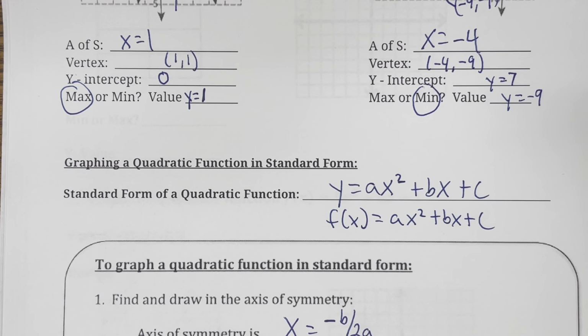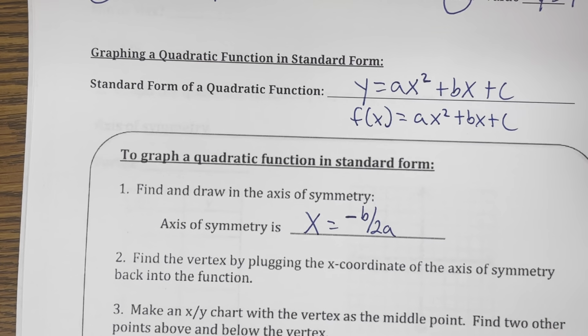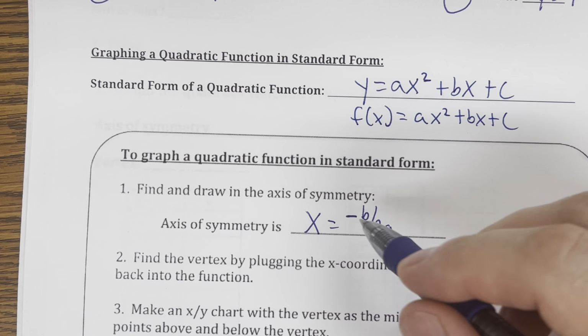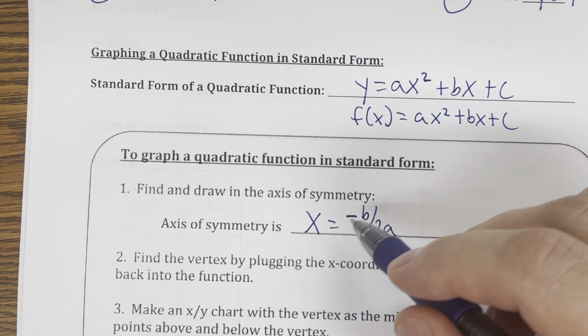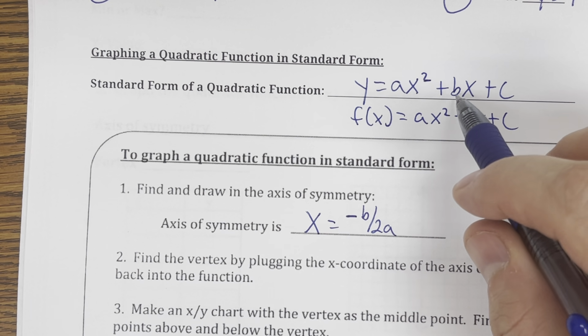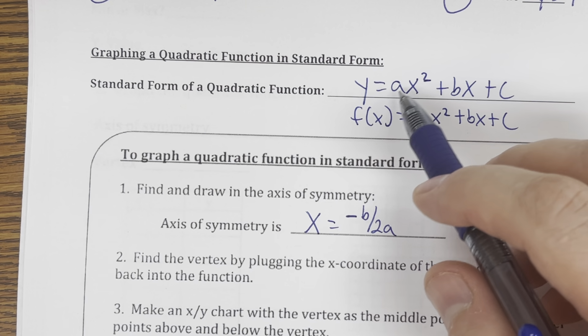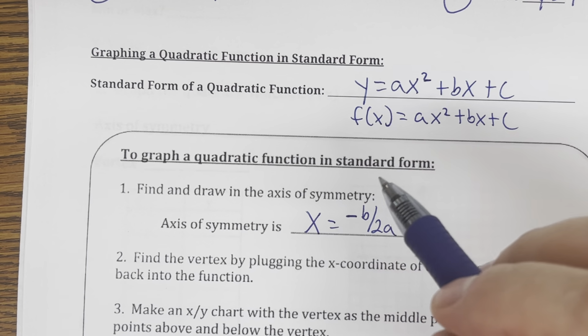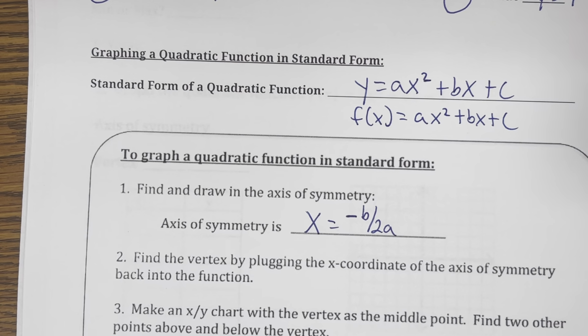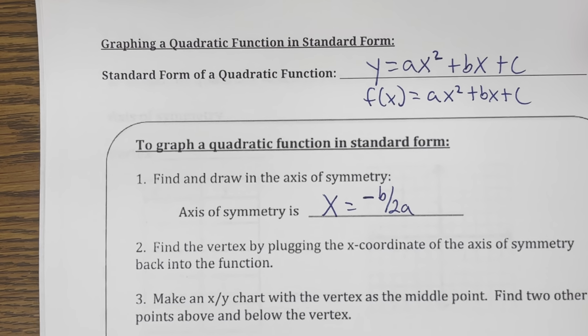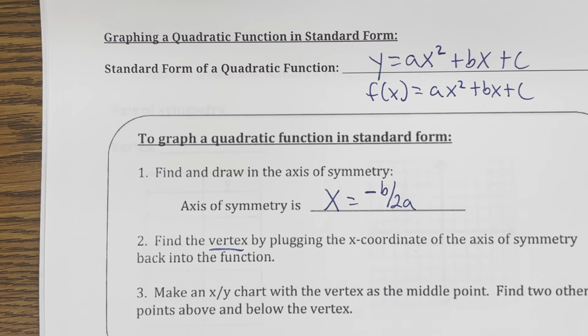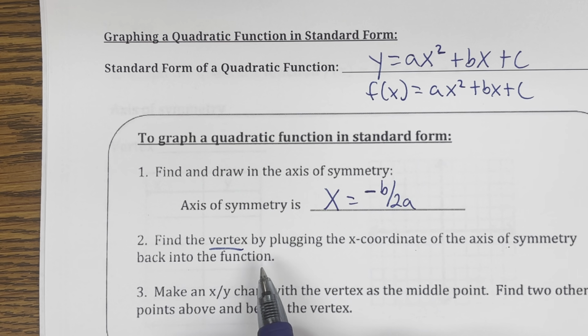So what we're going to do in order to graph is, first step, we have to find that axis of symmetry because that's where the vertex is going to be. So we're going to use the equation negative b over 2a. The b value comes from the coefficient of the x term, and the a value comes from the coefficient of the x squared term. So we'll have to identify what a is, what b is, and what c is. We'll then find the vertex. In order to find the vertex, I plug the x value of the axis of symmetry back into the equation or the function. That'll give me the vertex, all right?